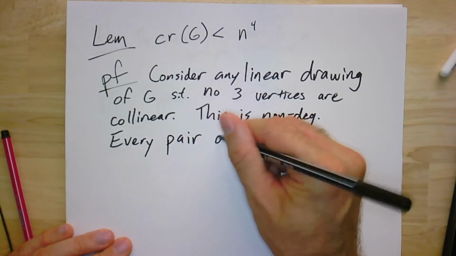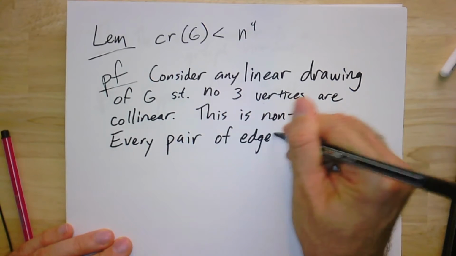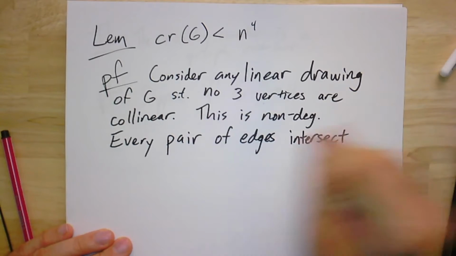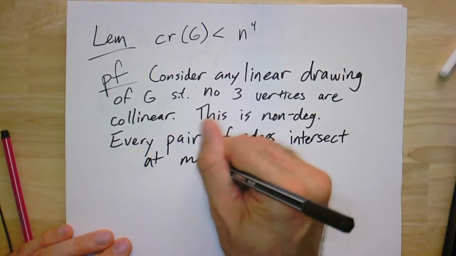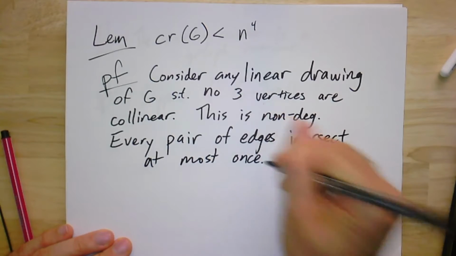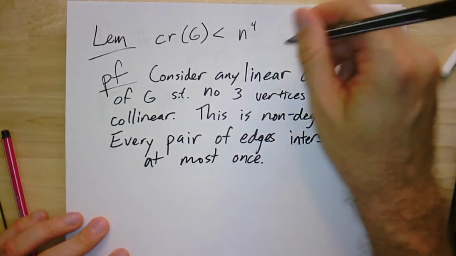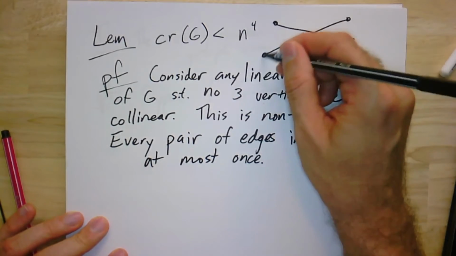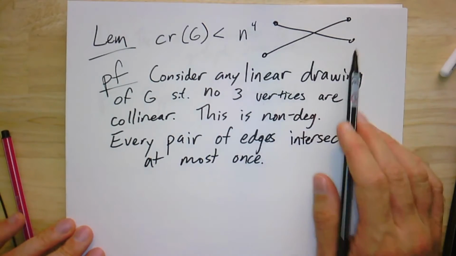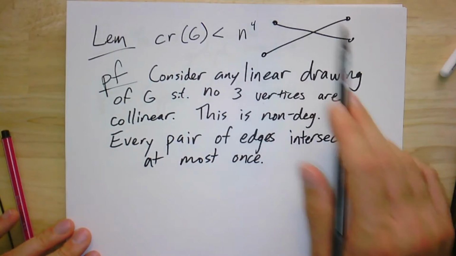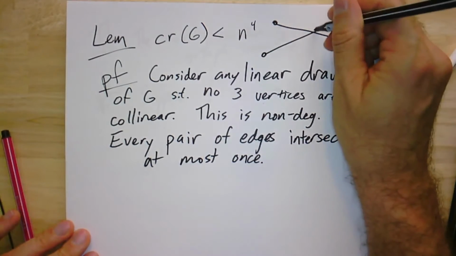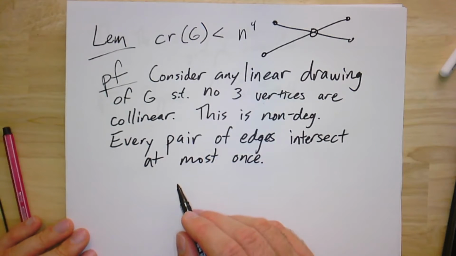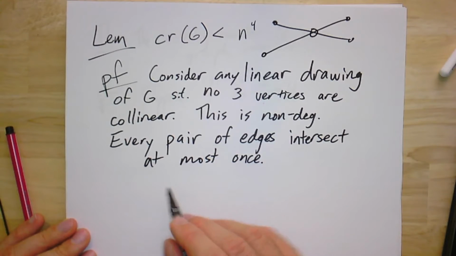And every pair of edges intersect at most once. Because it's a linear embedding, we can appeal now to the geometry of the plane. Two line segments, for points that have no three points collinear, there can be at most one intersection here. So for every pair of edges, I can get at most one crossing.